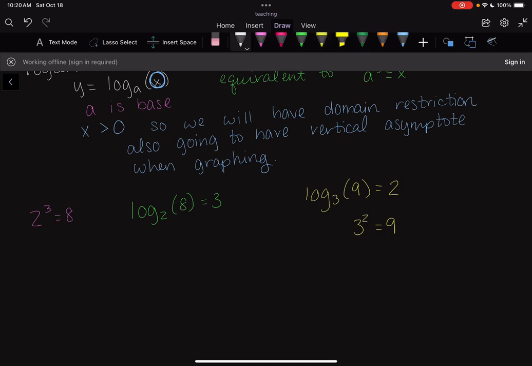I think it's a lot better to understand the actual relationship of logs with exponentials than to just remember a process of, oh, this goes here, this goes here. You'll get confused that way.